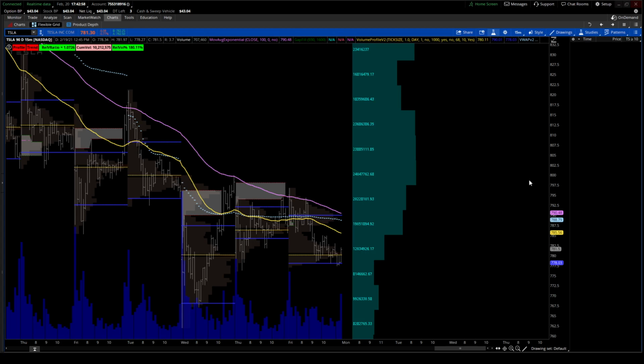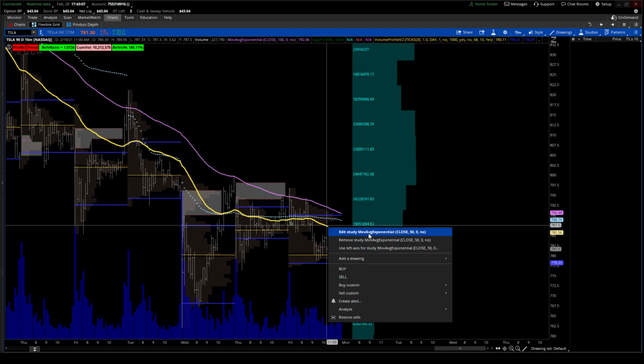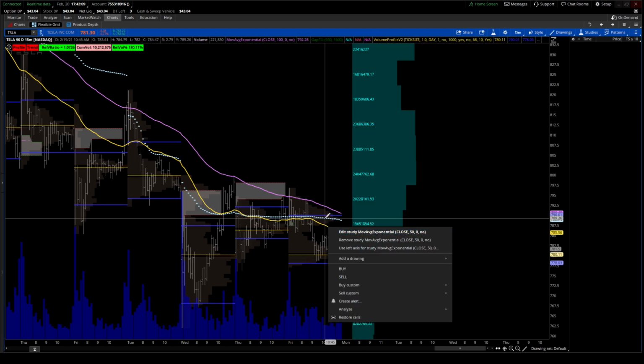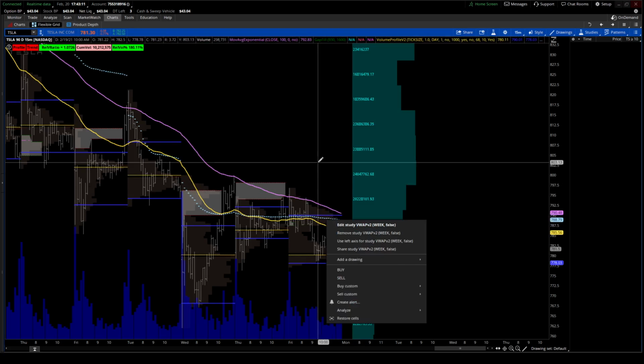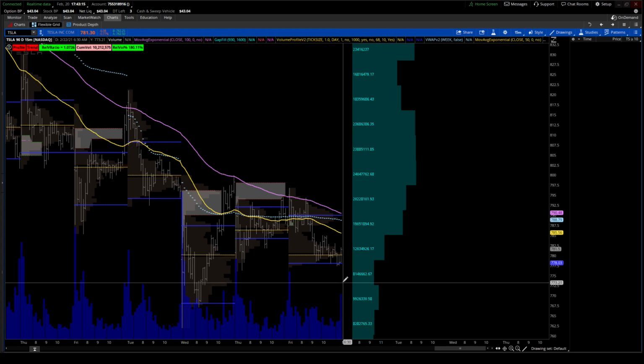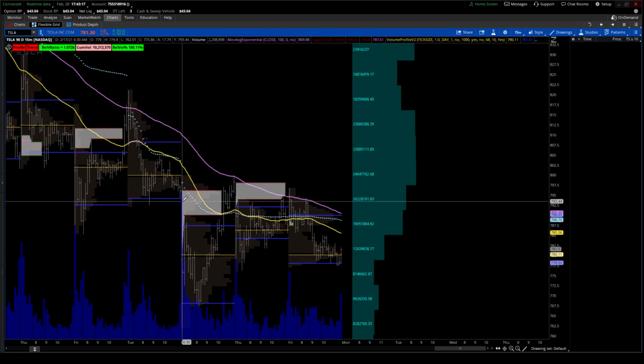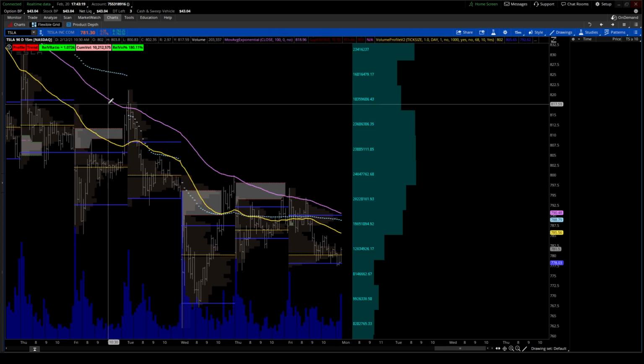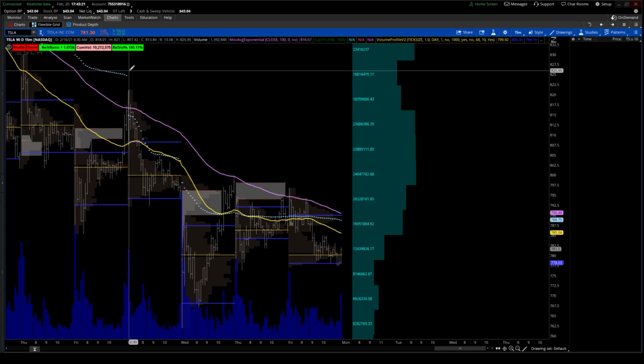So I have a 100 period moving average on here, which is this one. Then I have a 50 period moving average as well. And I also have the weekly VWAP on here, the volume weighted average price. So those are three, I guess, traveling barometers that I generally use to gauge intent.